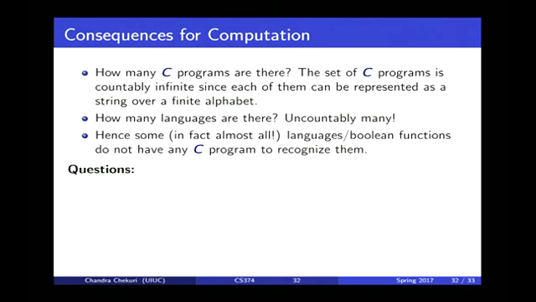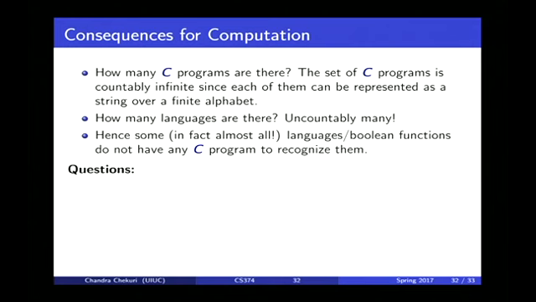How many C programs are there? Well, each C program is a string, right? So the number of C programs is the same as the number of integers. But how many problems or languages are there? We just argued that the number of languages is way bigger than the number of integers. So the number of problems we want to solve is way bigger than the number of programs we have. So it means there are so many problems that we cannot solve because we don't have code for them.